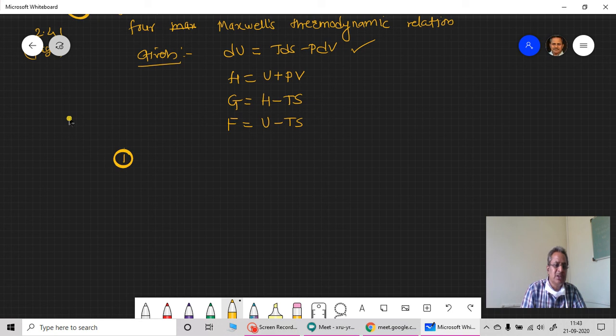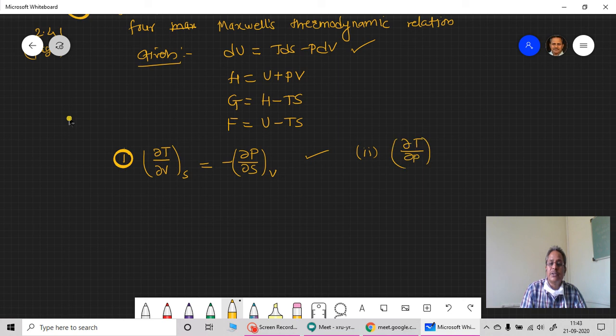Problem थोडासा मोठा वाटतंय. First relation is rate of change of temperature with respect to volume, or partial differentiation of temperature with respect to volume at constant entropy, is equal to minus rate of change of pressure with respect to entropy at constant volume. This is my first relation, first Maxwell's relation. Second, मी असं लिहितो. The second is delta T upon delta P at constant entropy is equal to delta V upon delta S at constant pressure.